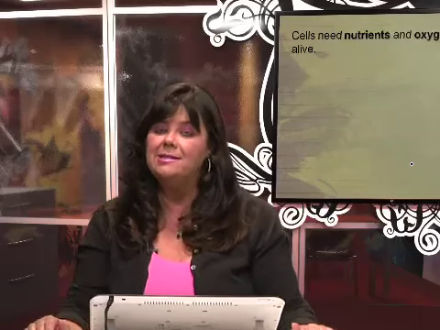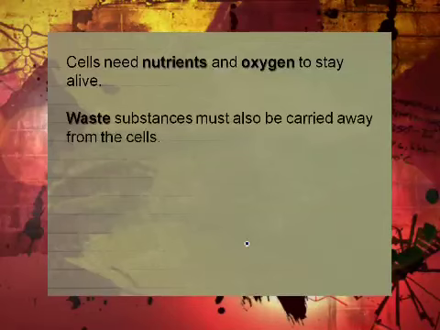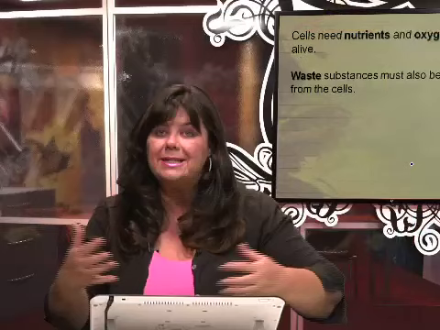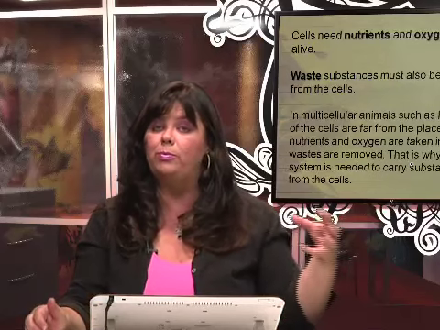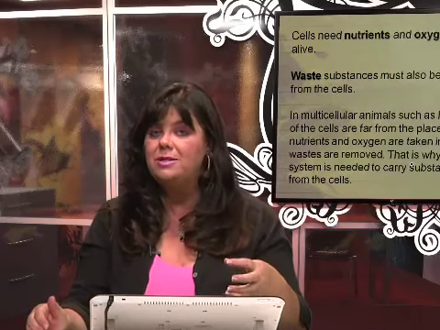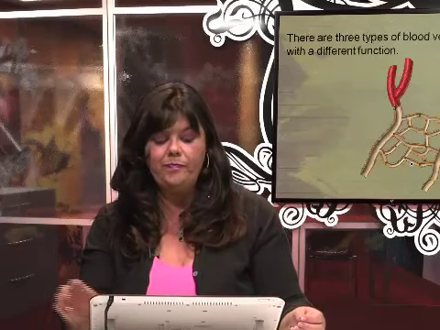So our cells need nutrients such as glucose and oxygen to stay alive. But in using the glucose and the oxygen, the cells produce waste products, and those waste substances and carbon dioxide must be carried away from the cells. So it's like a two-way street. The circulatory system has to bring substances to cells and has to take substances away.